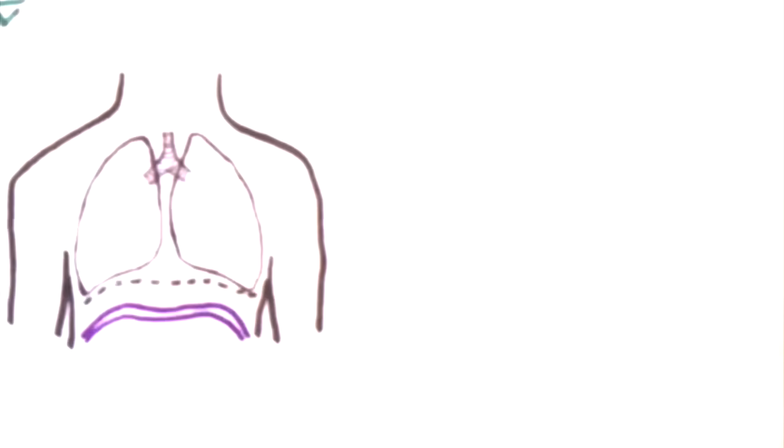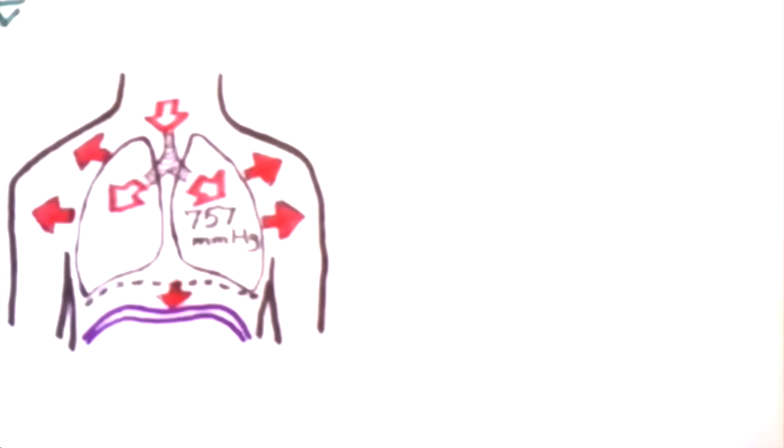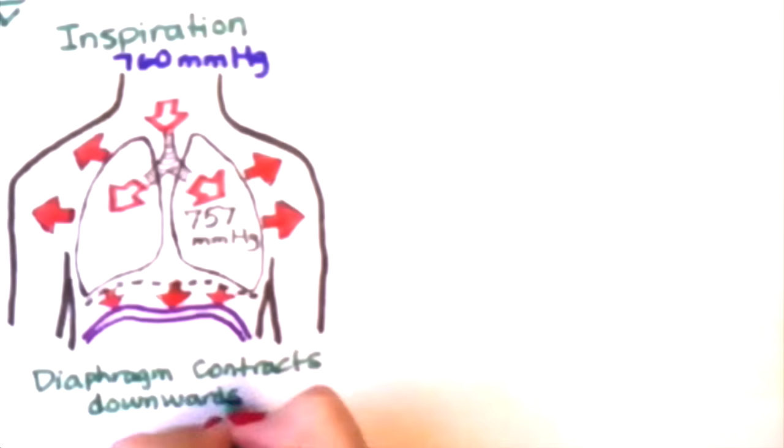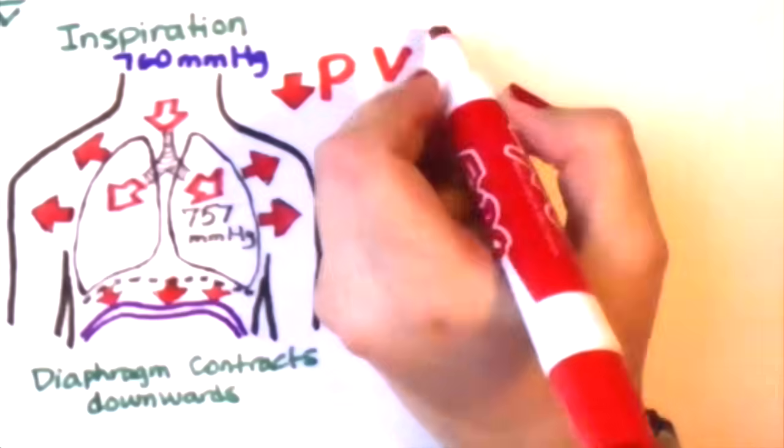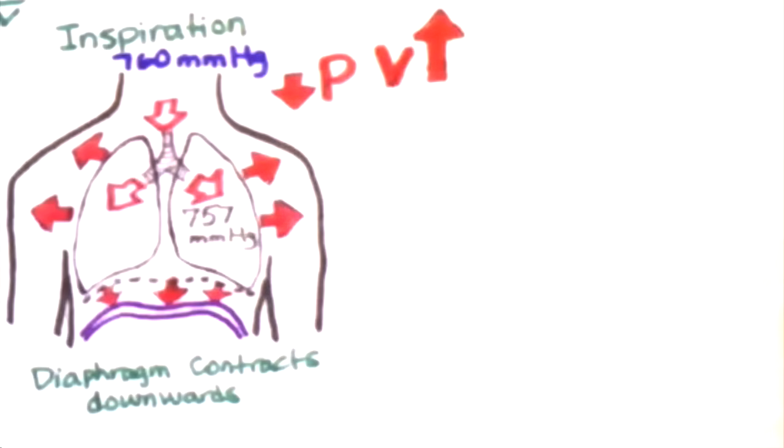So now let's take a look at inspiration. During inspiration, the chest cavity expands. So what happens is that the diaphragm contracts downward and the volume in the chest cavity increases. So according to Boyle's law, as the volume increases, what happens to pressure? Pressure drops. And this is called the negative pressure mechanism, which allows for inspiration to occur.